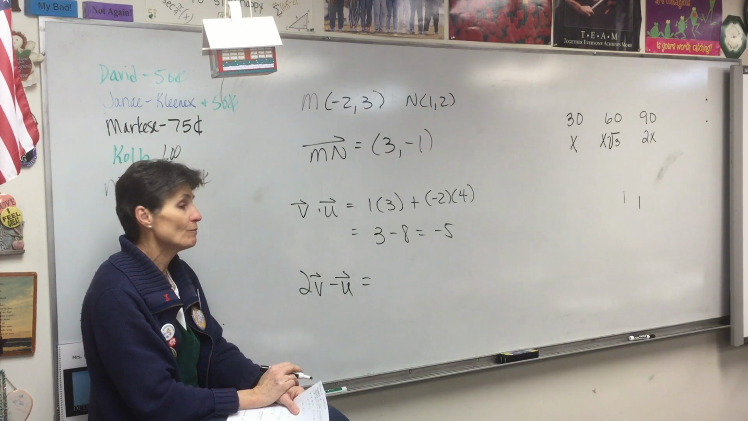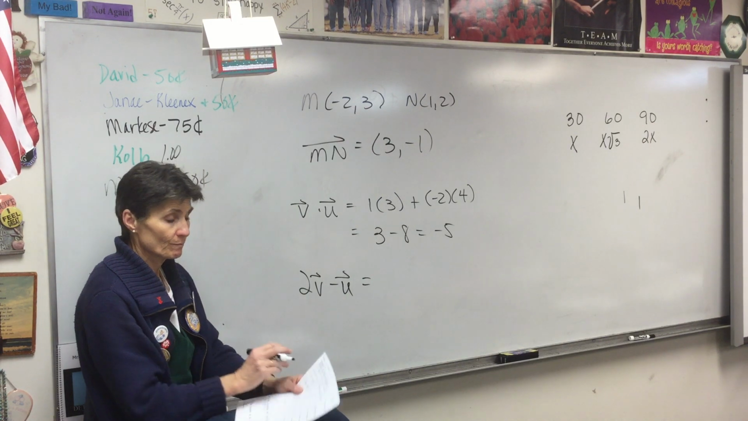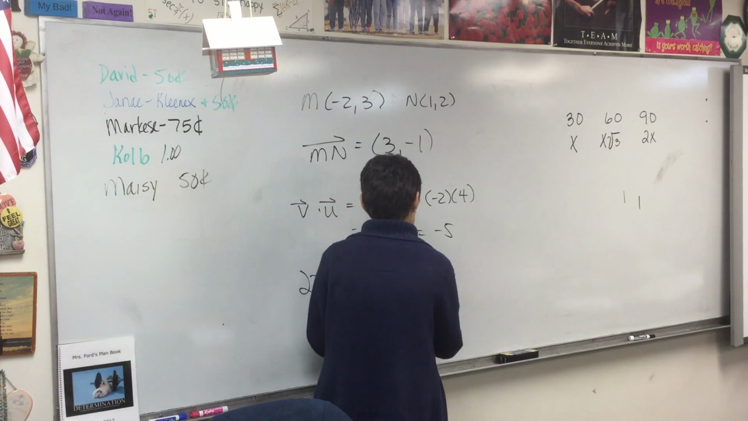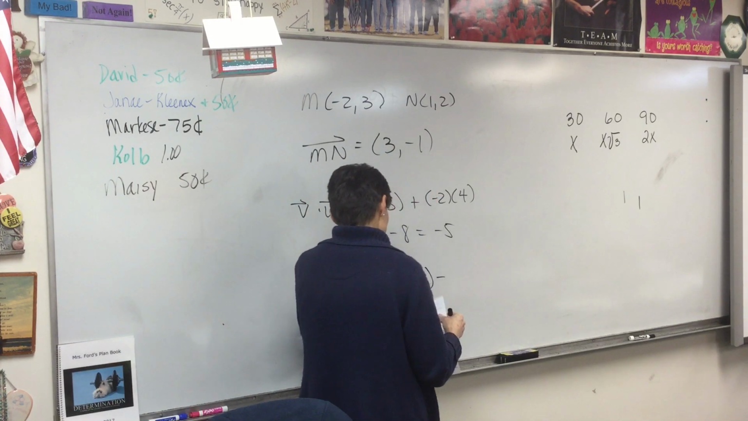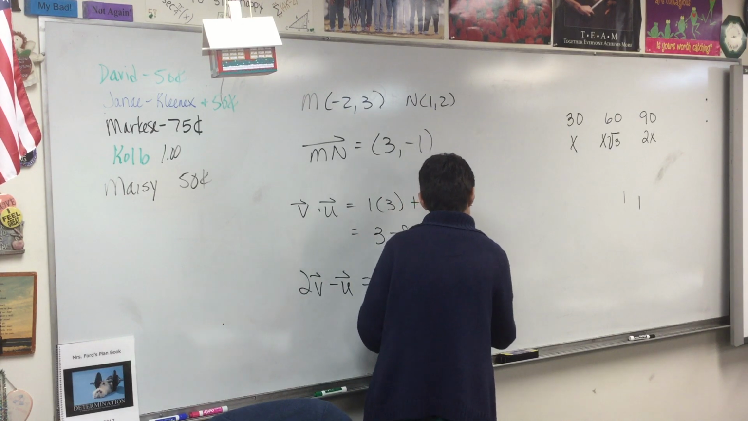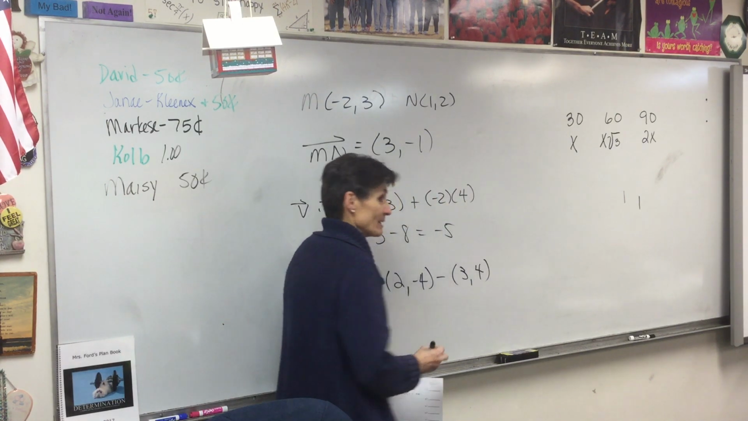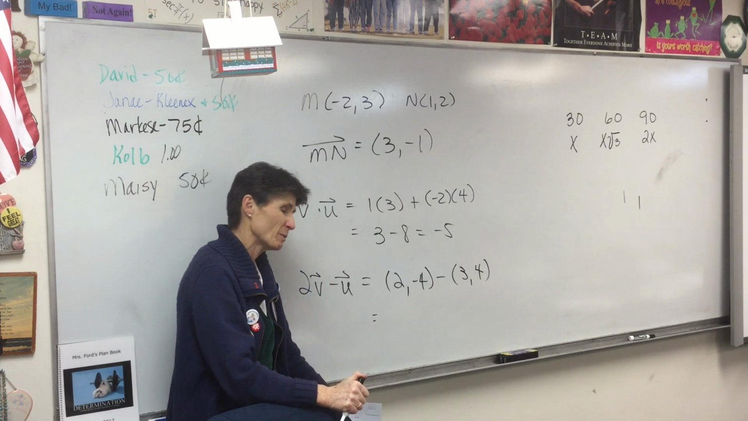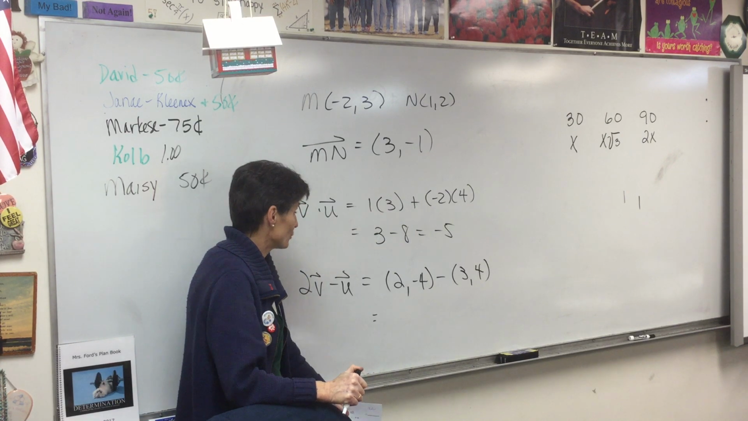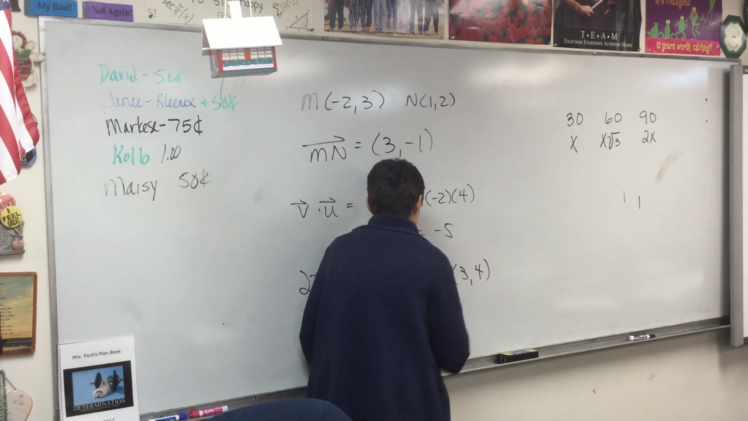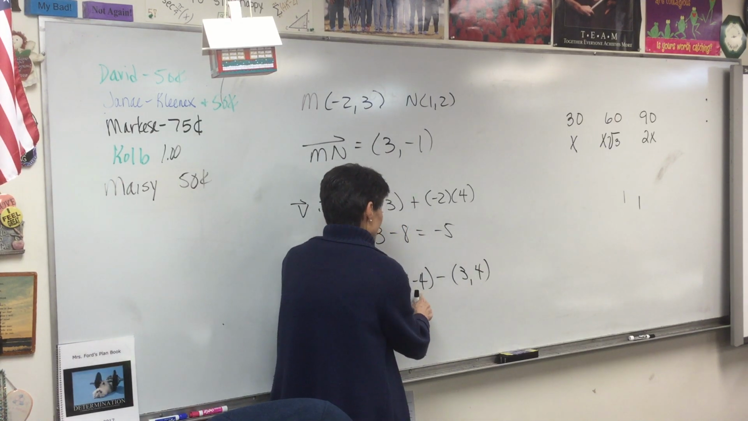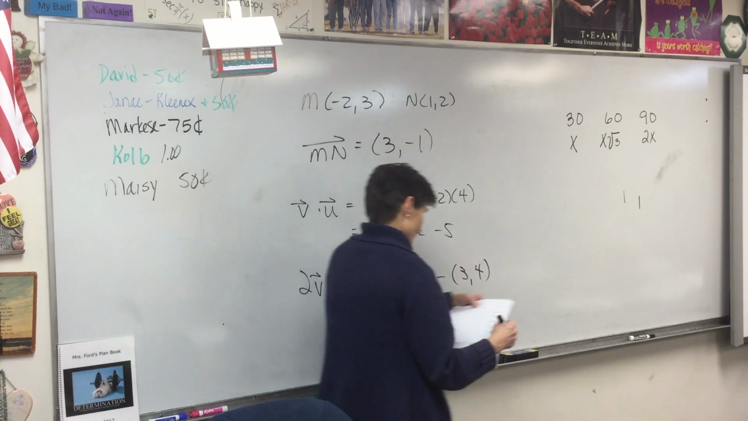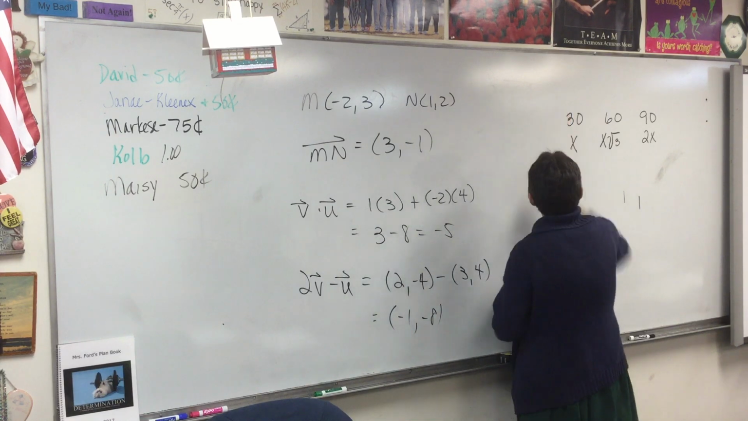All right, now we're doing 2V minus U. Well, what's 2V? 2, -4. And we're going to subtract U. If we need to use a calculator to do this, we should. Hopefully we won't, but if you need to, do it. 2 minus 3. -4 minus 4. Here's your answer. That's all there is to it.